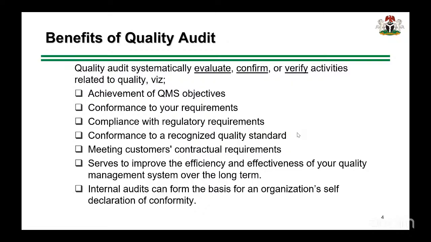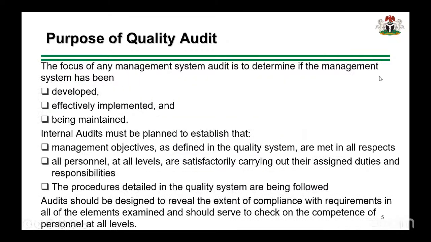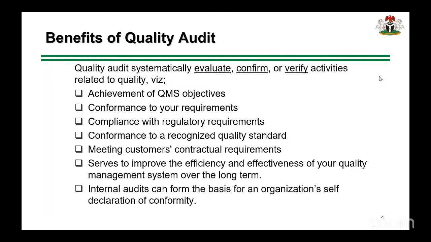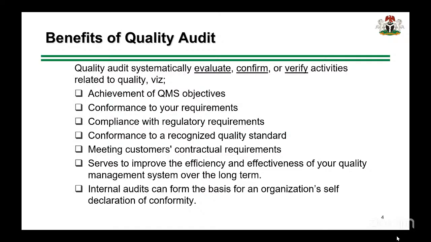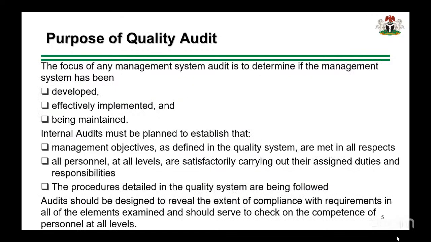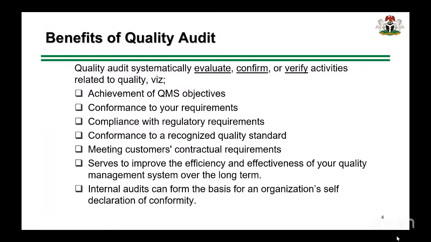So conformance with your requirements. One of the benefits of quality audit is to check the conformance to a particular requirement. It helps in compliance with regulatory requirements, conformance to the recognized quality standard. It helps in meeting customers' contractual requirements. It serves as a tool to improve the efficiency and the effectiveness of the quality management system over a long period of time. The internal audit can form the basis for organization self-declaration of conformity. It's also a very important component of the quality management system. So these are the benefits of quality audit.